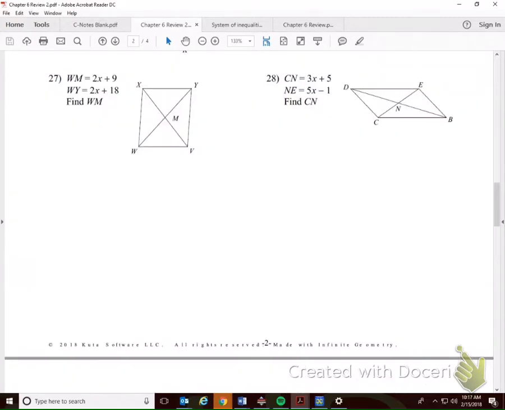Okay. Moving on. These are tricky. So we have 4 problems like this. We have 27, 28.